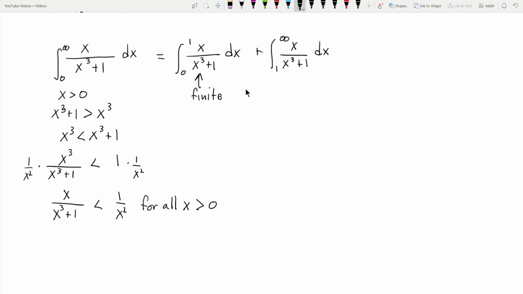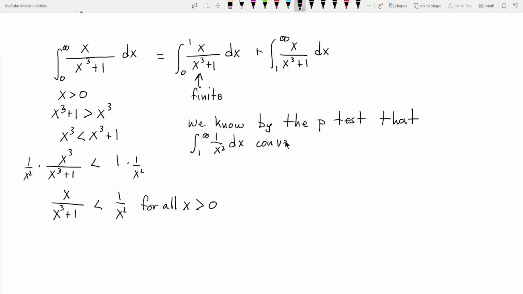All right, we know by the p-test that the antiderivative from 1 to infinity of 1 over x squared dx converges. We even know what it converges to, but I don't care. It converges. That's all I'm interested in here. Okay, so let's write this up.